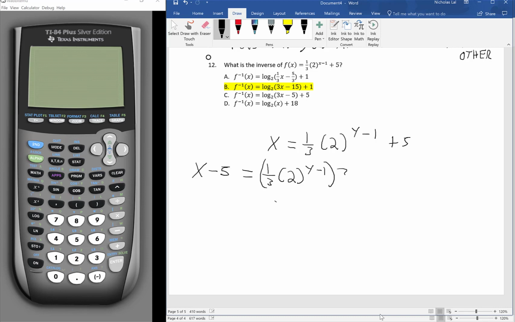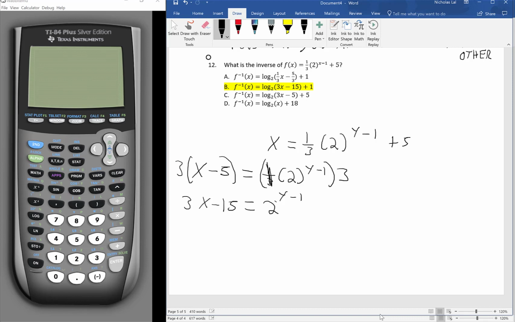We'll multiply each side by 3. The 1/3 cancels out. We'll multiply this side by 3. 3 times x is 3x. 3 times negative 5 is negative 15. 3x minus 15 is equal to 2 to the y minus 1. Now we need to get the y out of the exponent, make y not an exponent, so we need to get out of the exponential term.